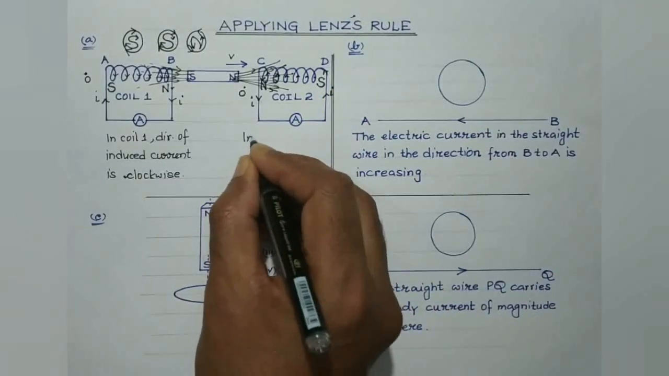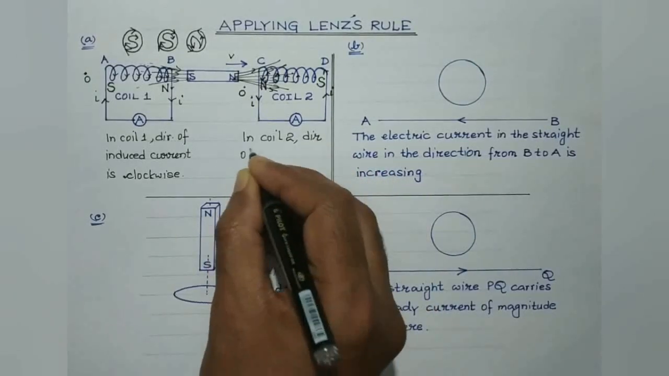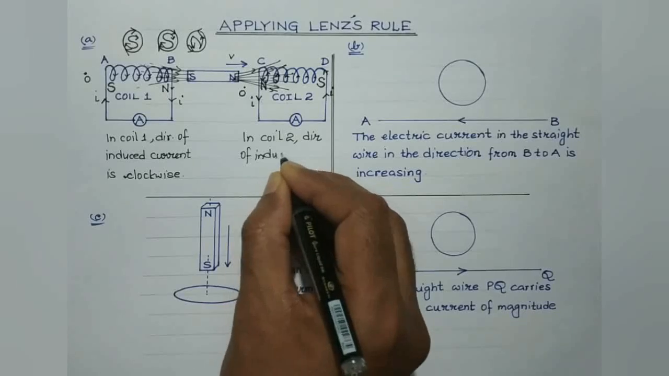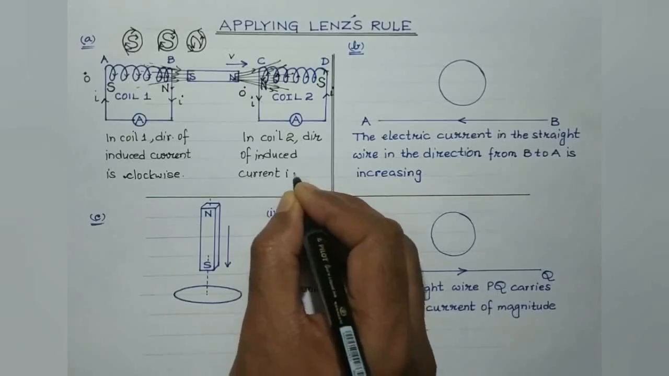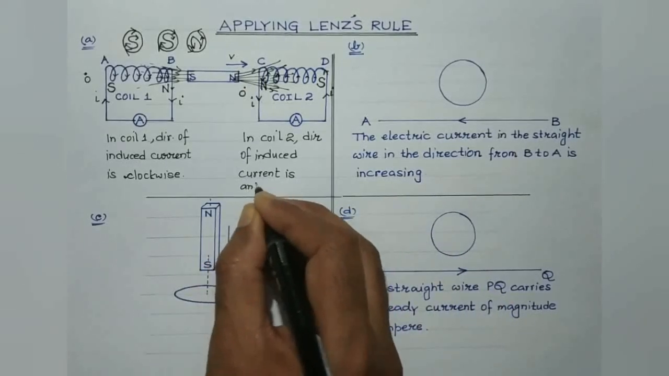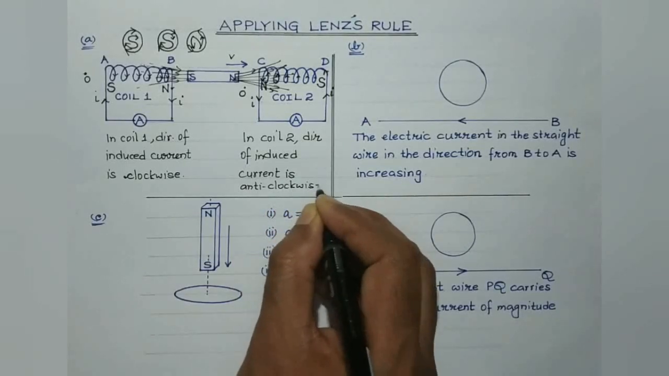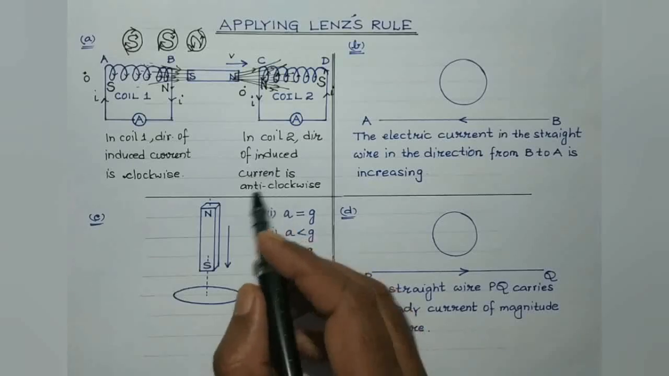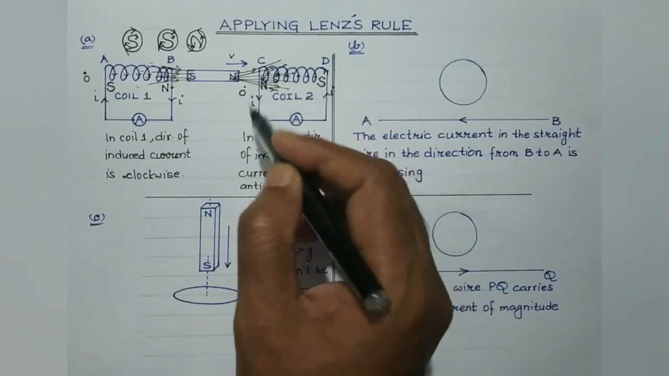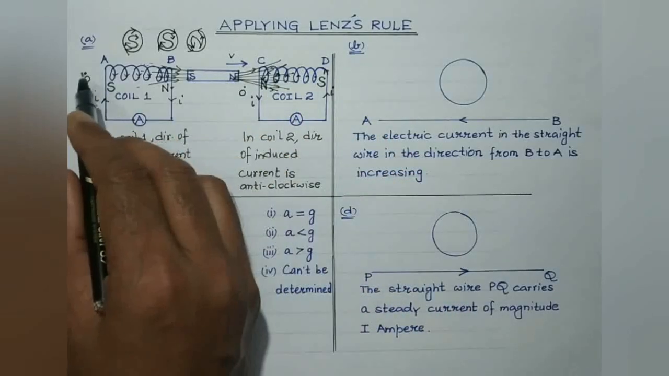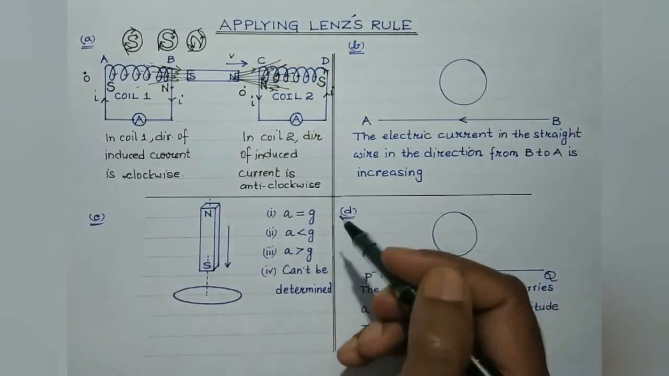So in coil 2, the direction of induced current is anti-clockwise. So in both the coils, the induced current will get produced. In coil 1, it will be in the clockwise direction, while in coil 2, it will be in the anti-clockwise direction, when it is seen from this end of the two solenoids, right?